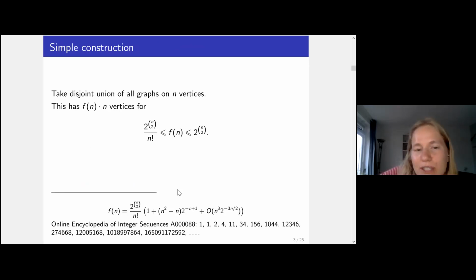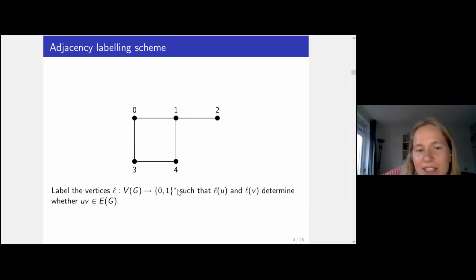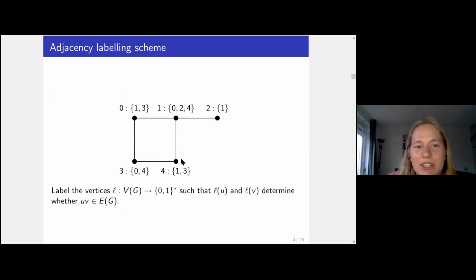There's one other way of creating them, and that's through a labeling scheme. If we want to do that, then we're given a graph, and we want to assign labels to the vertices so that just by looking at 2 labels, we can decide whether there's an edge between the corresponding vertices. I'll give a formal definition of this later, but let's first look at it in the picture again. One way to tell whether there's an edge is to number all my vertices, as I've done here, and then write down what the neighbors are.